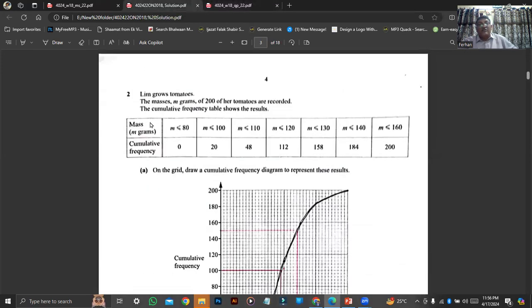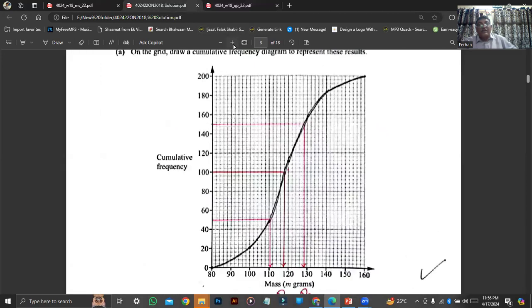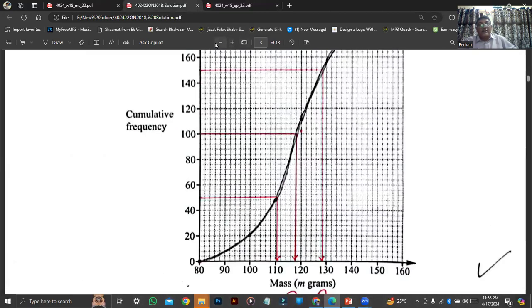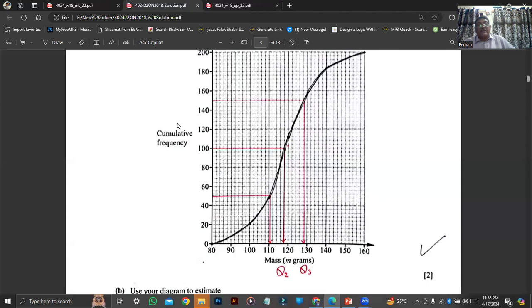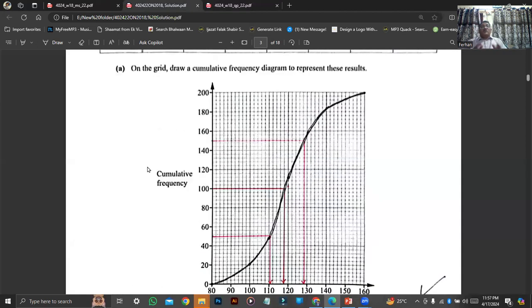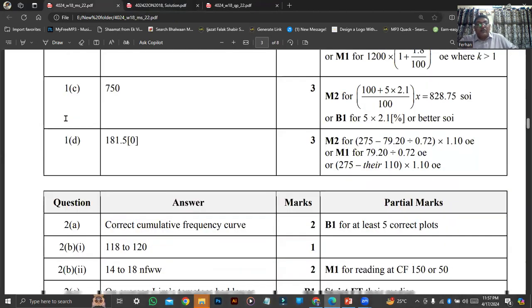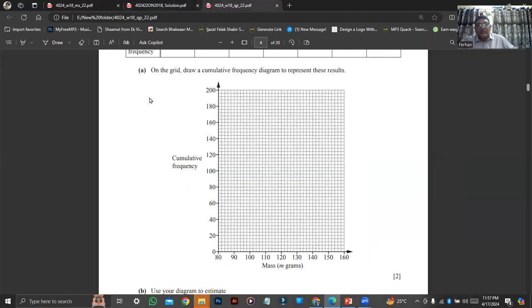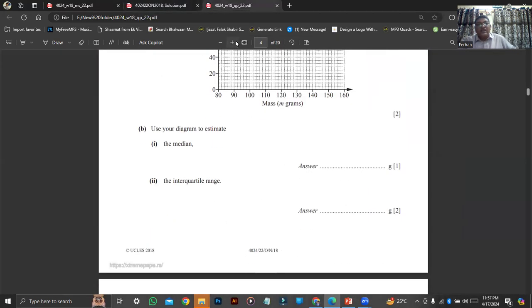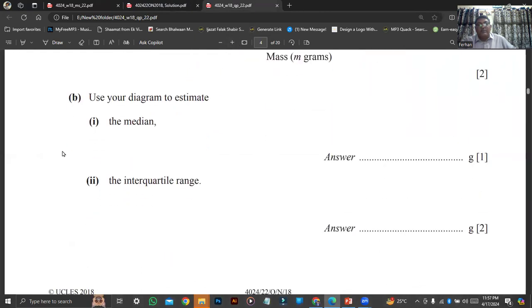Once I plot these points, I will get this shape. You see, I plotted those points here, and when you join them with each other, you will get this cumulative frequency curve. So very simple, straightforward question. You have to plot those points, and then you will get this shape. Okay. Then the question is the B part of question number 2.